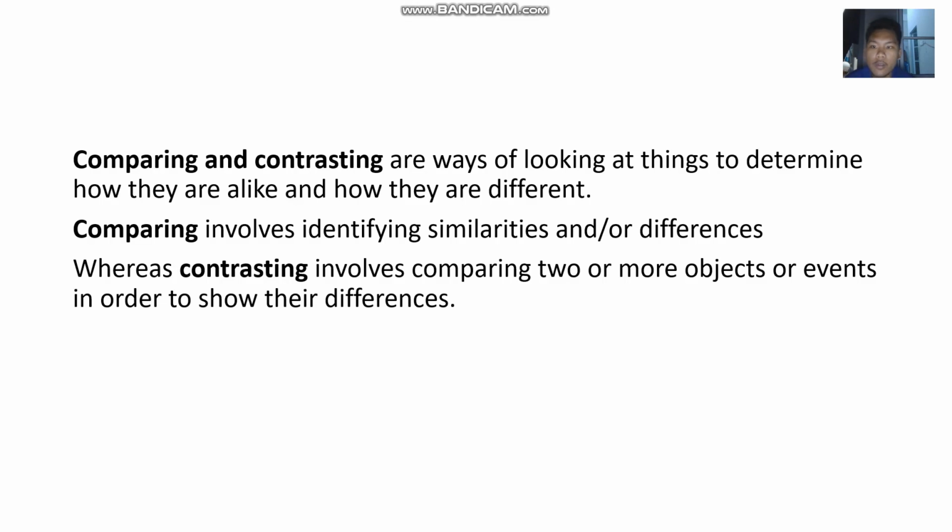On this occasion, let me give you an explanation about comparing and contrasting basic writing. Before we get to the material, I will give you an explanation about comparing and contrasting. Comparing and contrasting are ways of looking at things to determine how they are alike and how they are different. Comparing involves identifying similarities and or differences, whereas contrasting involves comparing two or more objects or events in order to show their differences.